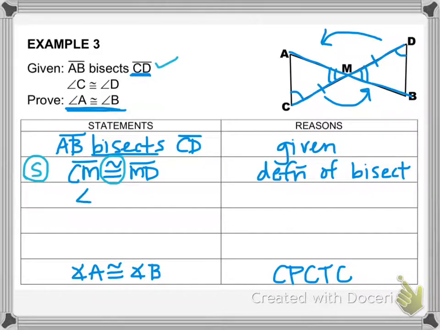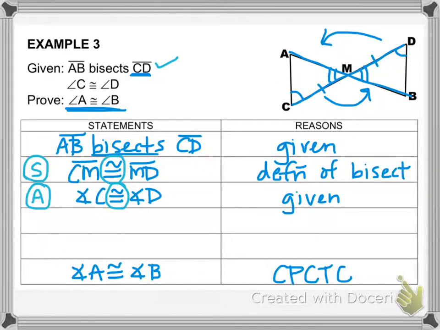Next given, angle C is congruent to angle D. Okay, the reason is given. This is a congruent statement, and that's an A, so I'm done with that.